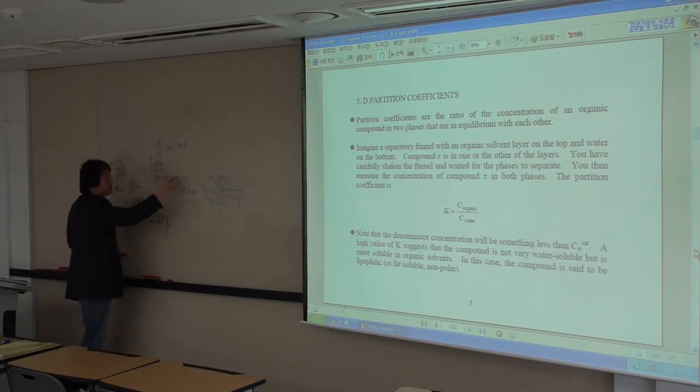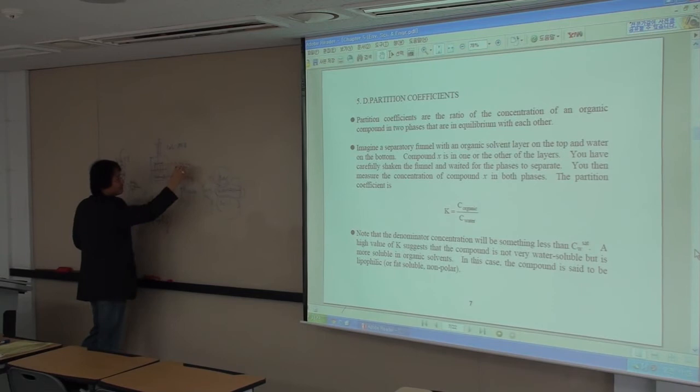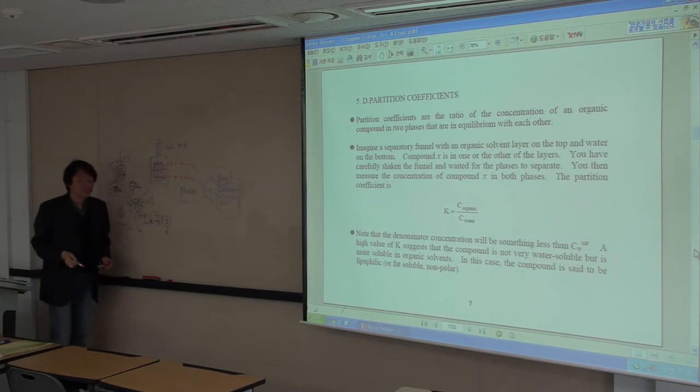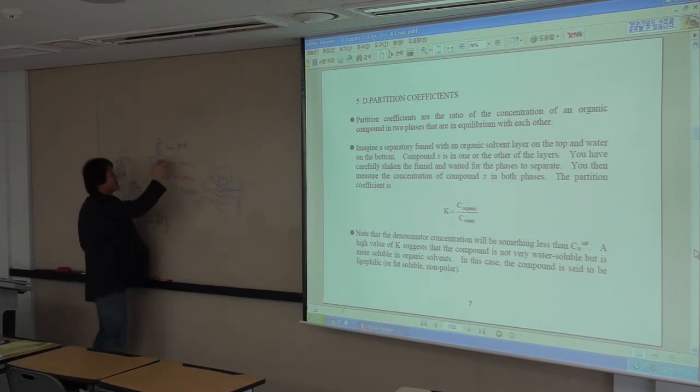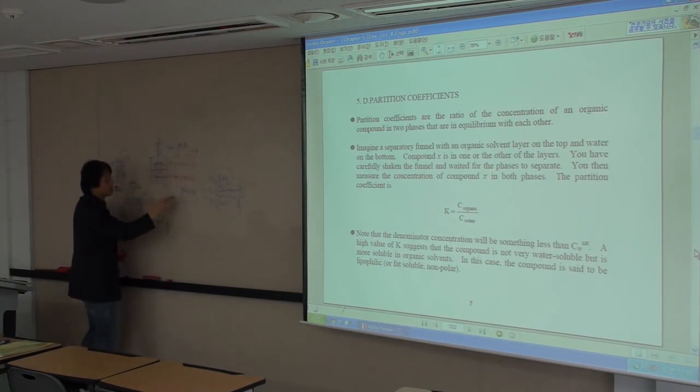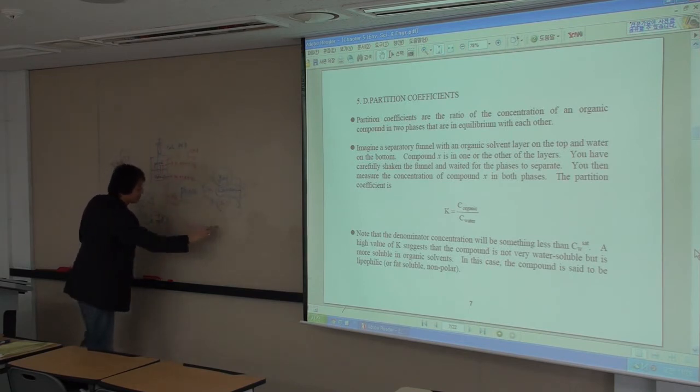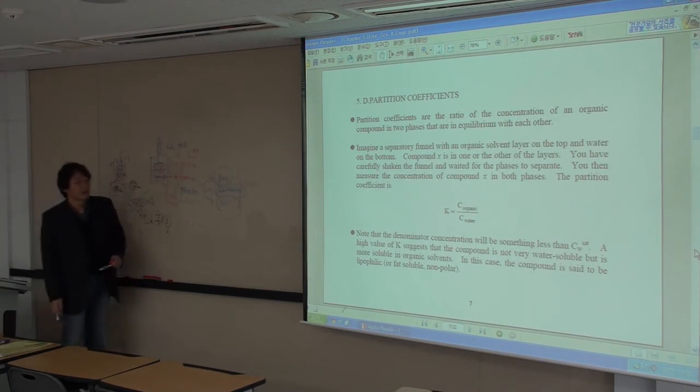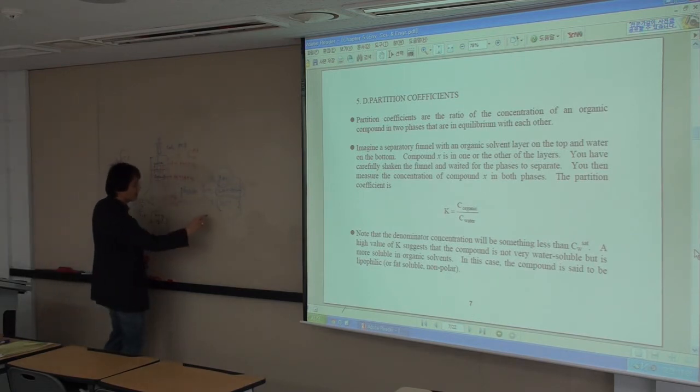Maybe 99.9999% stays here, and here maybe 0.0001% stays. So we want to measure the concentration on each side, C_PCB,water and C_PCB,ethanol, and then make a ratio using these two: C_PCB,ethanol over C_PCB,water.